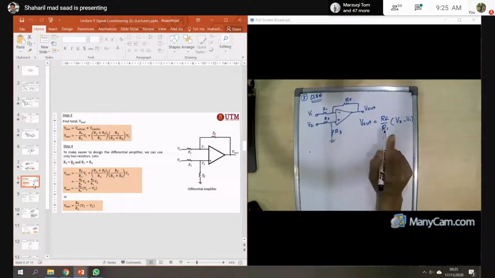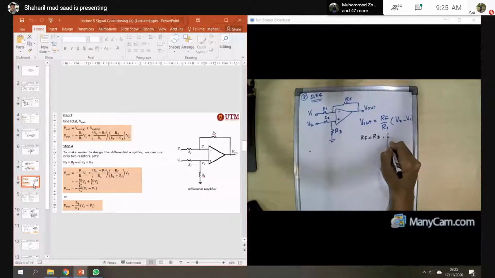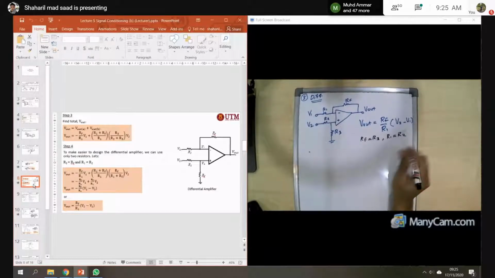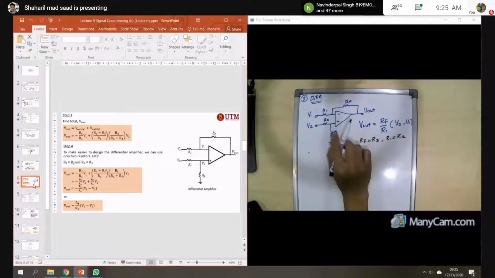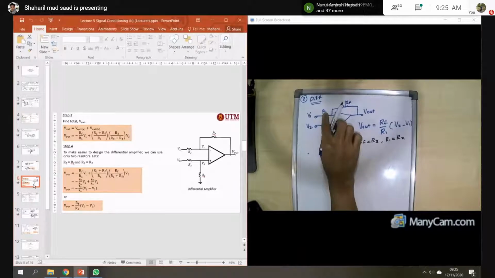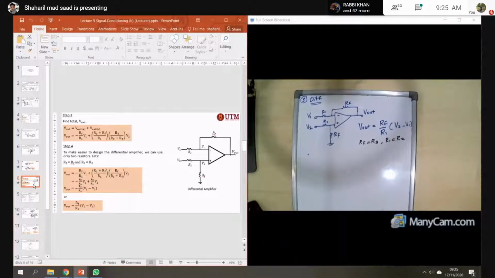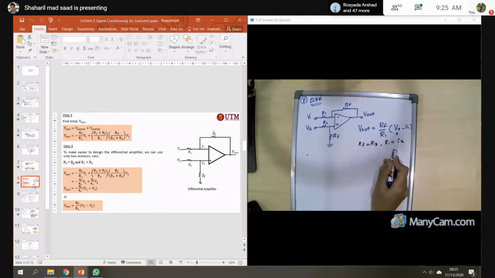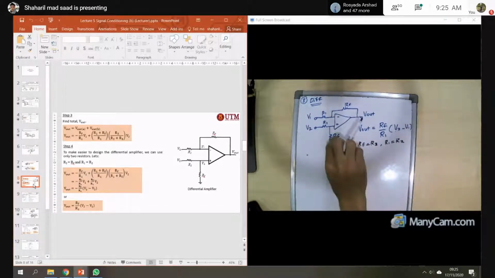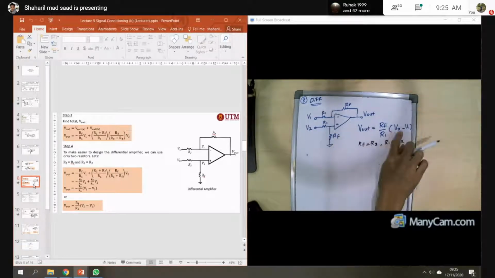Right, in one condition, that means RF must equal R3 and R1 must equal R2. That means when you go buy the resistor, the value for this R3 must be equal to this RF, so we can say that this one is RF, and the value for R1 must equal the value of R2, so we can say that this one is R1. So you just need two values of resistor, RF and R1, in order to use this formula. If you choose another value, that means you cannot use this formula.